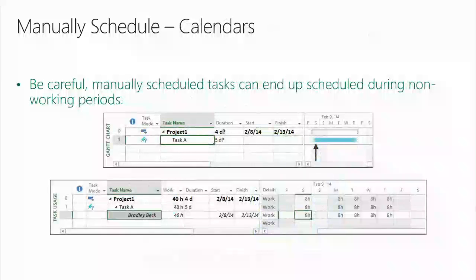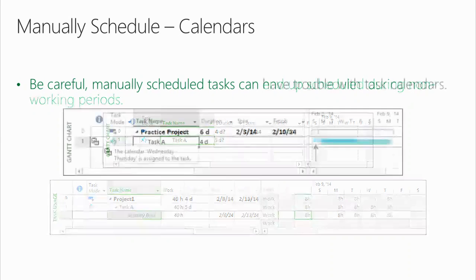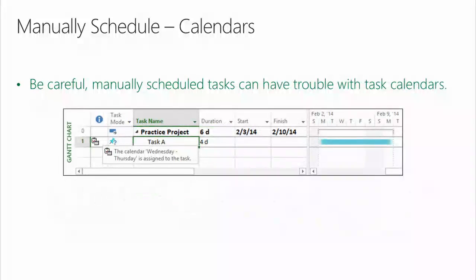Next, be careful. Manually scheduled tasks can end up scheduled during non-working periods. Did you know that? They can. So you've got to watch out for this. Be careful. Manually scheduled tasks can have trouble with task calendars. Right here I've got the Wednesday to Thursday calendar at the task level assigned to the task, right? Well, if I've got 4 days of duration, they should be on this Wednesday and Thursday, and out here on the Wednesday and Thursday you can't see. You need to know these things.